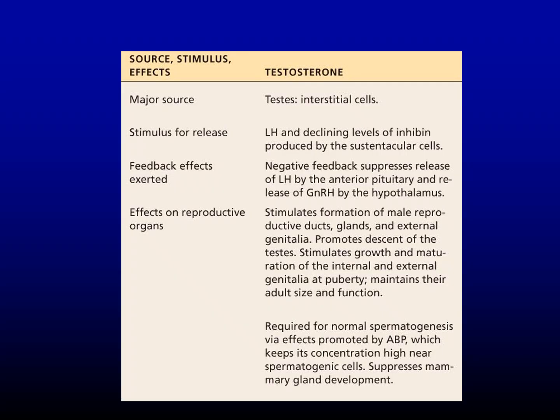The table above summarizes the source, stimulus, and major effects of testosterone. The targets of testosterone include certain neurons in the brain, as well as accessory reproductive organs, ducts, glands, and the penis, causing them to grow and assume adult size and function.